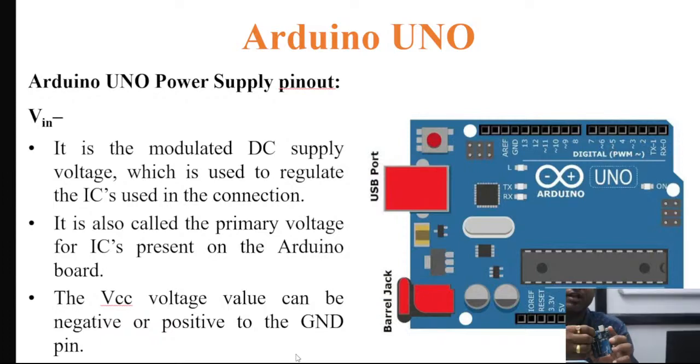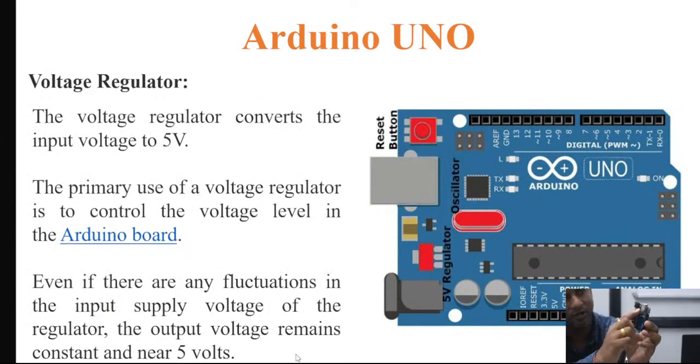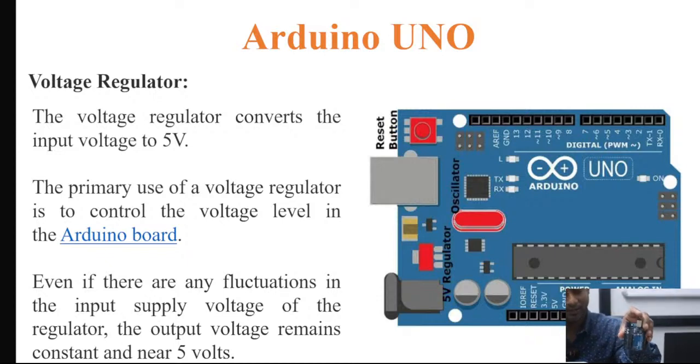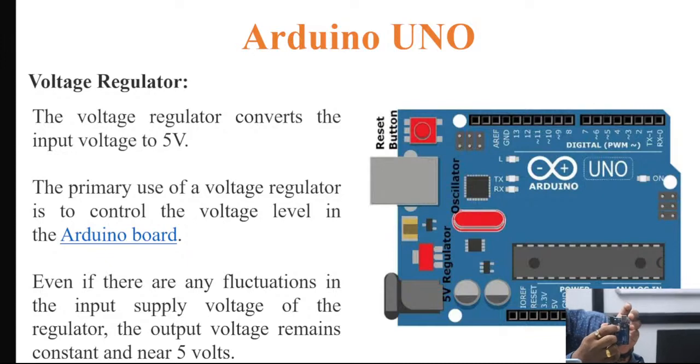You can see this is the voltage regulator, this small black one, or on the screen this red one. It gives the regulated power supply of 5 volt. Sometimes if there is a fluctuation in voltage, the voltage regulator will regulate it and supply a constant DC voltage of 5 volt. That is all about the voltage regulator. Then this particular symbol, I am pointing out here, is called the crystal oscillator.